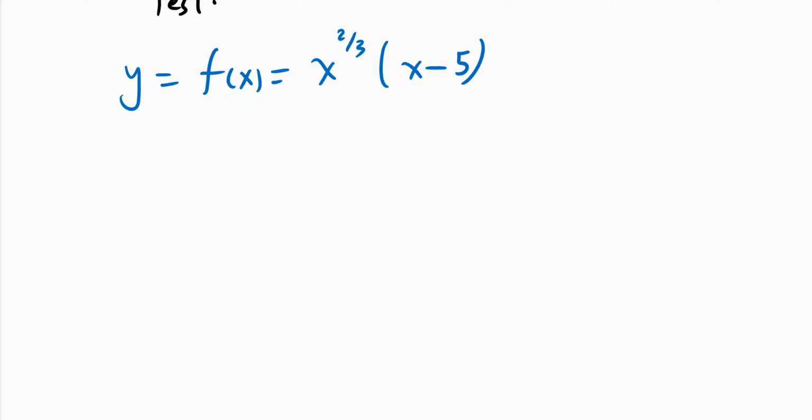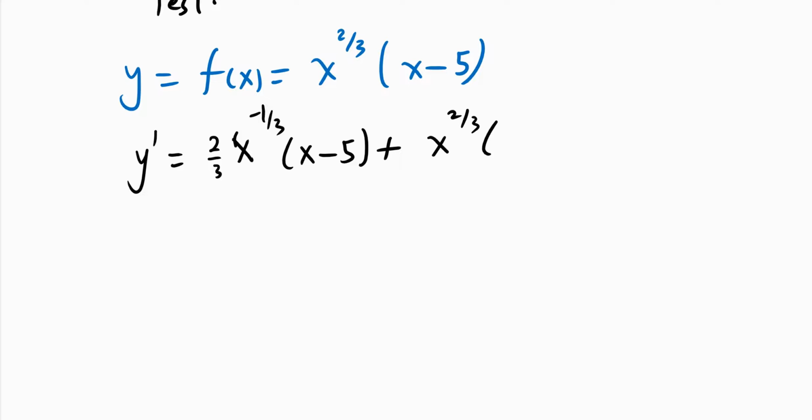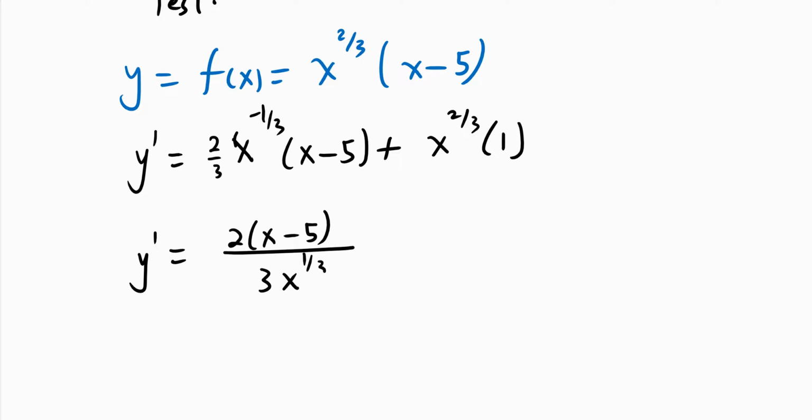So first we need to find the derivative for this. Y prime by the product rule. Bring that down first. 2/3 x to the negative 1/3 times x minus 5. Keep the first one the same. The derivative of the second one is simply 1. And now what we need to do is bring that down. 2 times x minus 5 stays up there. We don't like to see negative exponents, so you bring it down. The other one stays the same.